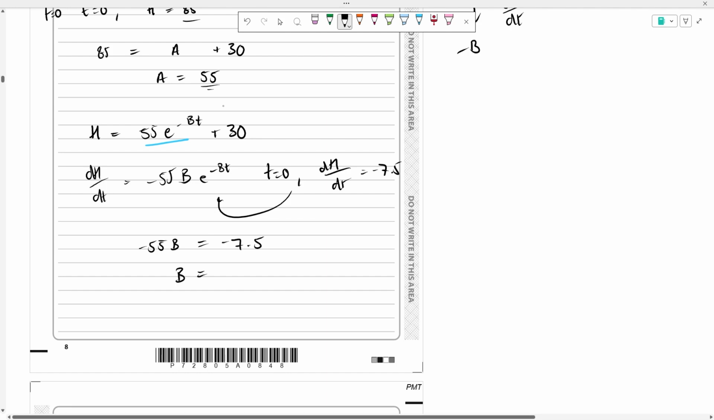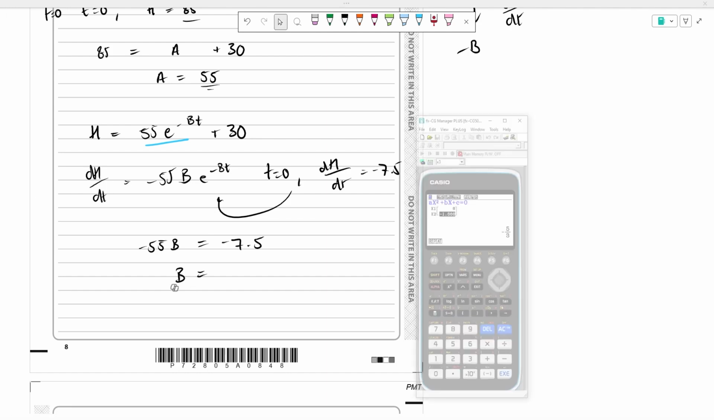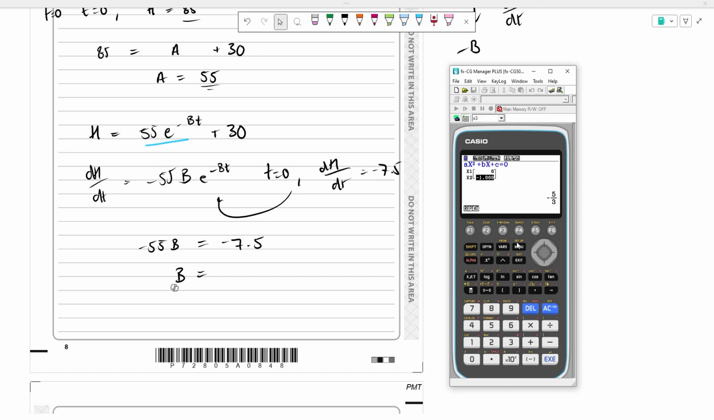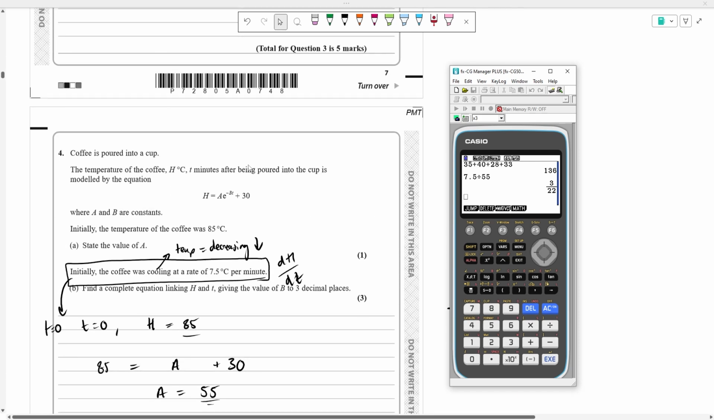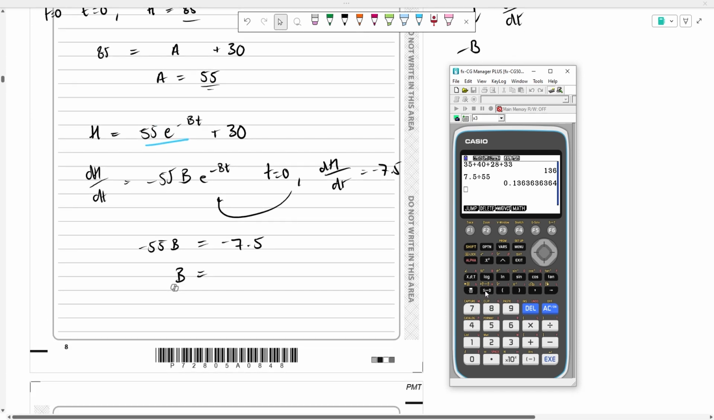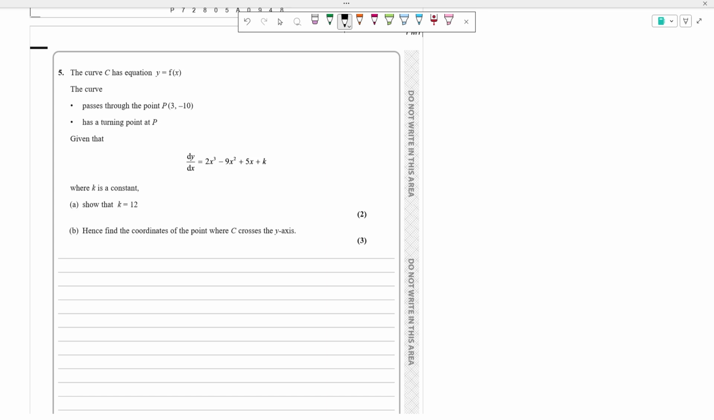Now we can go ahead and rearrange for this in our calculator, and this becomes 7.5 divided by 55. Kind of just took away the minuses. That gives us 3 over 22. Or it says it in 3 decimal places as 0.136.